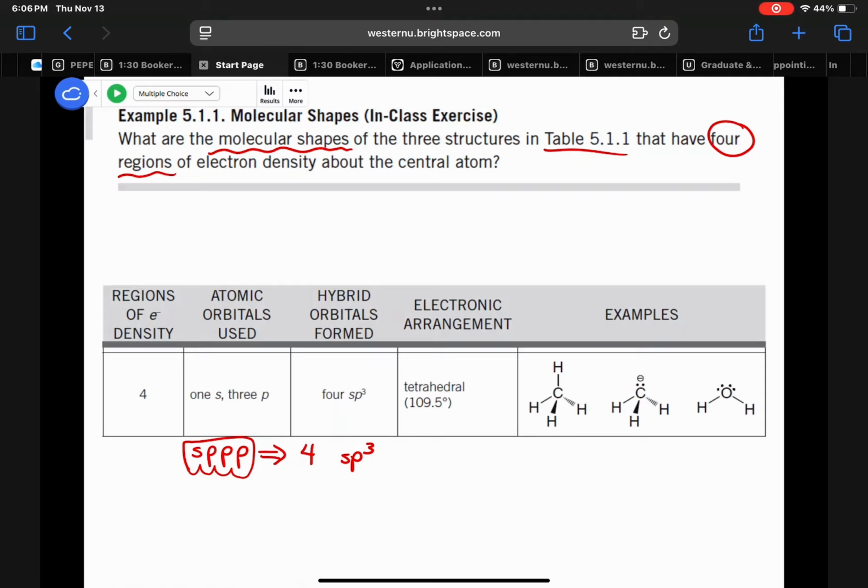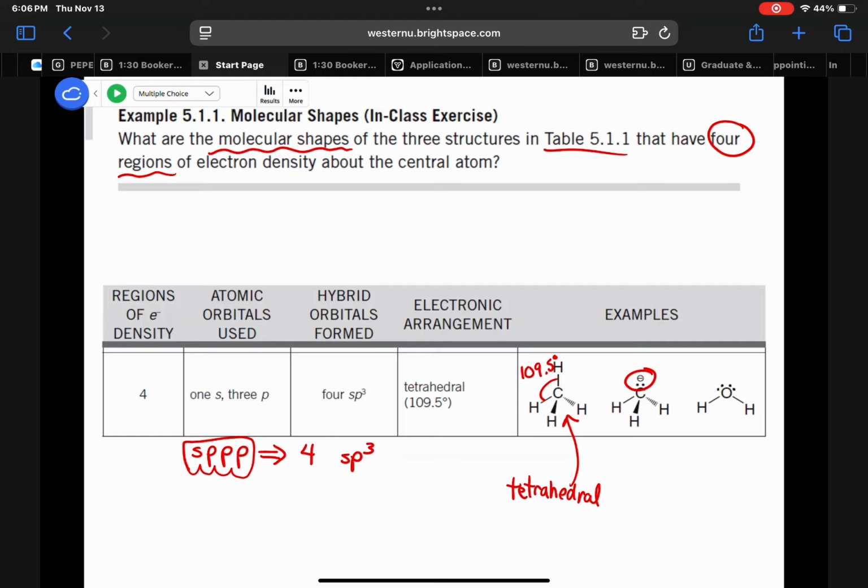Chat with the person beside you and identify the 3 molecular shapes for these molecules. Okay, and so on the count of 3, tell me the molecular shape of the first molecule. 1, 2, 3. Indeed, tetrahedral. And you studied this all for our test number 2. And the bond angle, of course, would be 109.5 degrees.